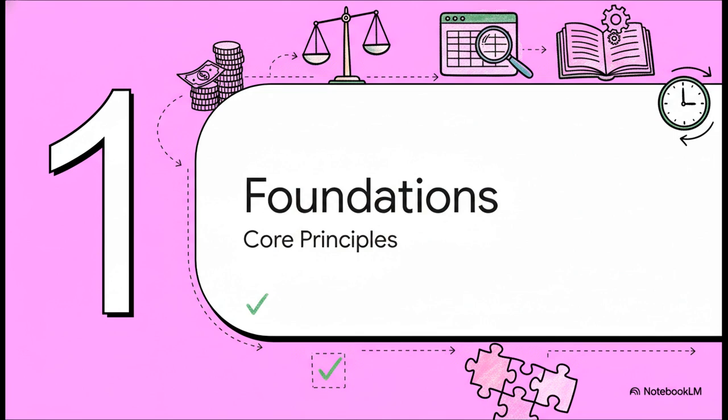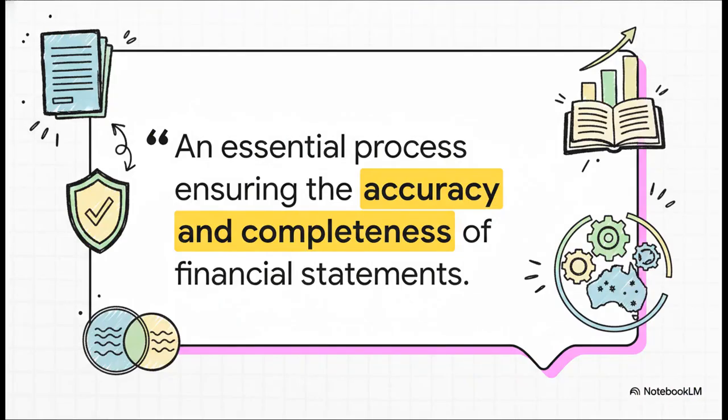As stated in the Learning Guide, the core objective of this process is to ensure the accuracy and completeness of an organization's financial statements. The source document specifies that this process is governed by standards issued by bodies such as the Australian Accounting Standards Board, or ASB. Adherence to these standards is mandatory to ensure consistency and reliability in all financial reporting.